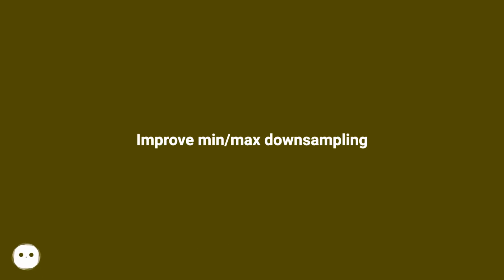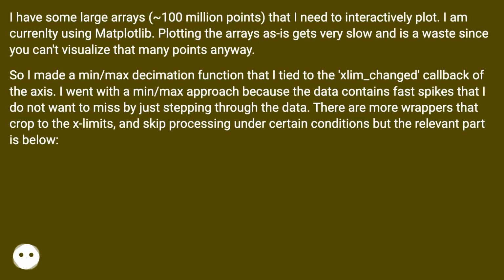Improve min/max downsampling. I have some large arrays, 100 million points, that I need to interactively plot. I am currently using Matplotlib. Plotting the arrays as is gets very slow and is a waste since you can't visualize that many points anyway. So I made a min/max decimation function that I tied to the xlim_changed callback of the axis.